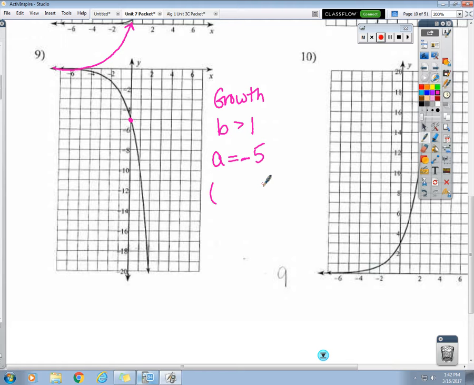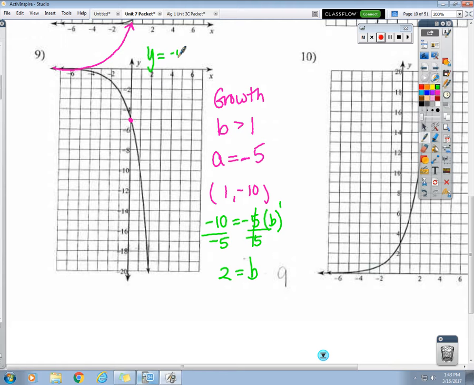What point would you like to use? 1, -10 will be nice. Anytime you can use 1 as your x value in your point, it'll make your day a lot easier. So now we plug in everything we know. We know the y value is -10. We know the a value is -5. We know the b value is what we're trying to solve for. And we know x is 1. Now what do we do? Divide by -5. Pay attention. Divide this side by -5. So b equals 2.